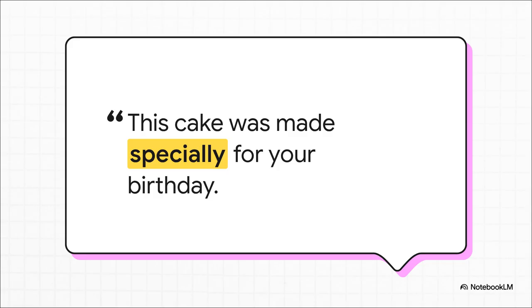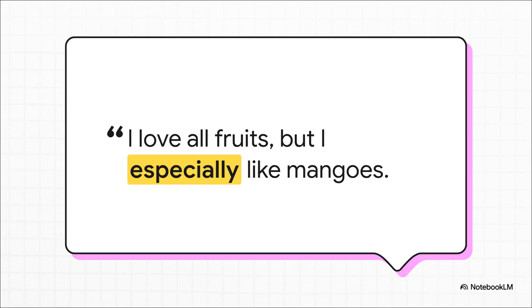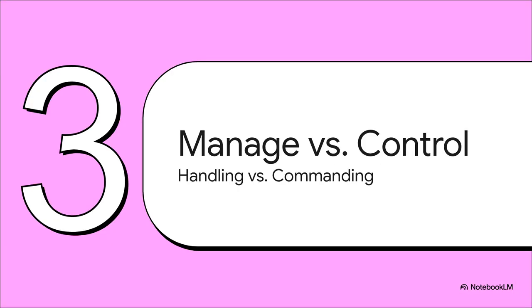And here's a perfect example. The cake wasn't just made, it was made for one specific purpose, your birthday. You could say it had a special mission. See the difference? Here, we're not talking about purpose at all. You're highlighting one particular fruit out of a whole group. For you, mangoes stand out above all the others. That's all about emphasis.